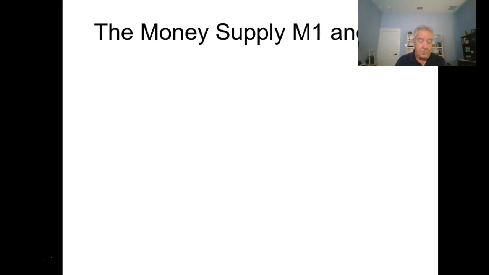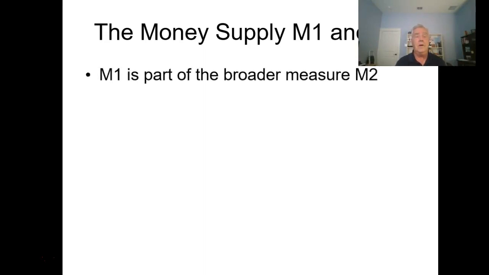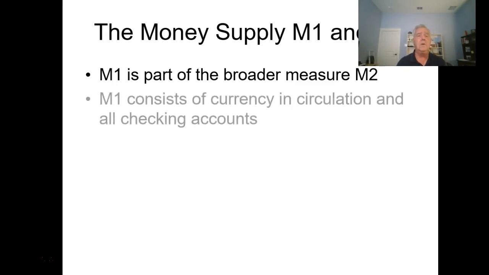All right, now the money supply in the U.S. is composed of two components. One is named M1, the other one is M2. So the money supply in the U.S. is M1 and M2. So let's look at those two pieces. M1 is part of the broader measure of M2. So you guys should understand, M2 is the whole Megillah. The whole thing, the whole pie is M2. M1 is only a part of it.